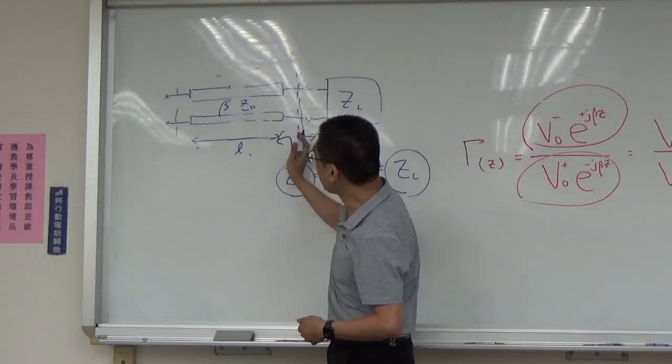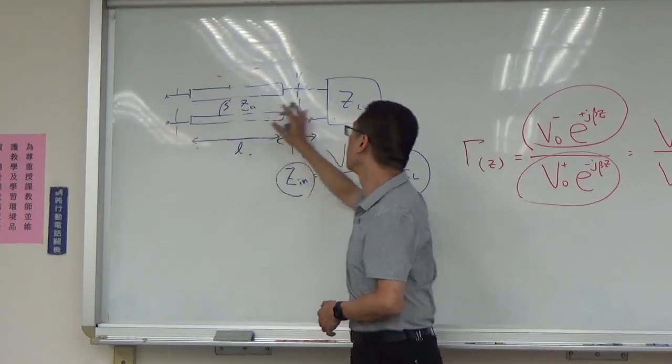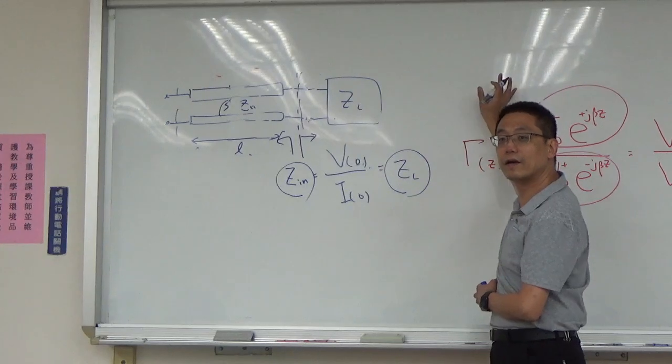Z here is different. It depends on something else here. But ZL is something right here.